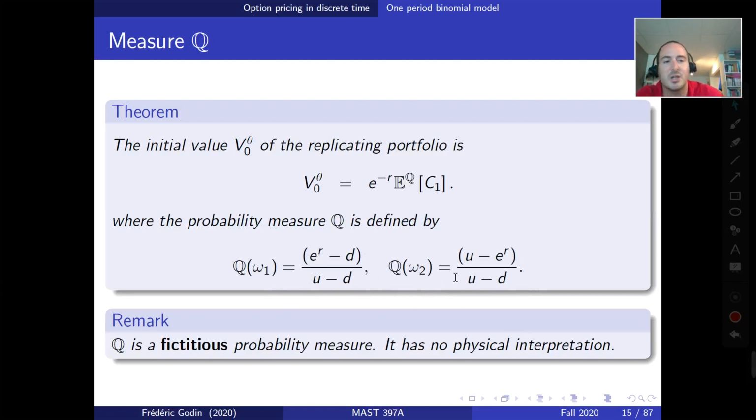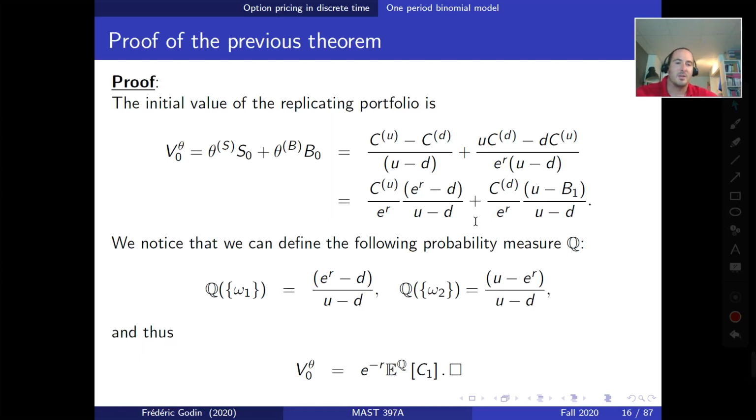Now let's show this result, to show that the initial replication portfolio value has this representation. So, proof. From the definition of V0, we have this result. The definition of V0, the initial value of the portfolio, is the number of risky asset shares times the initial value of the risky asset plus the number of shares of the risk-free asset times the initial value of the risk-free asset, which is equal to 1.